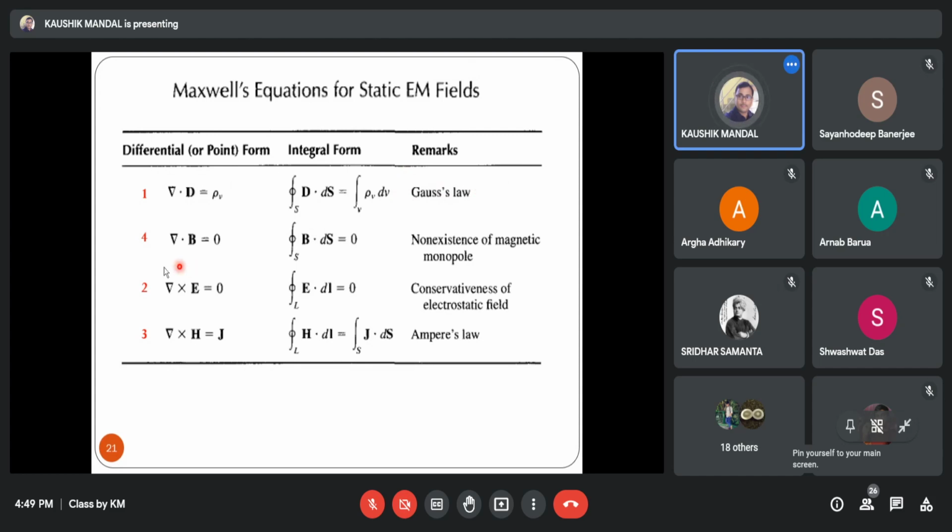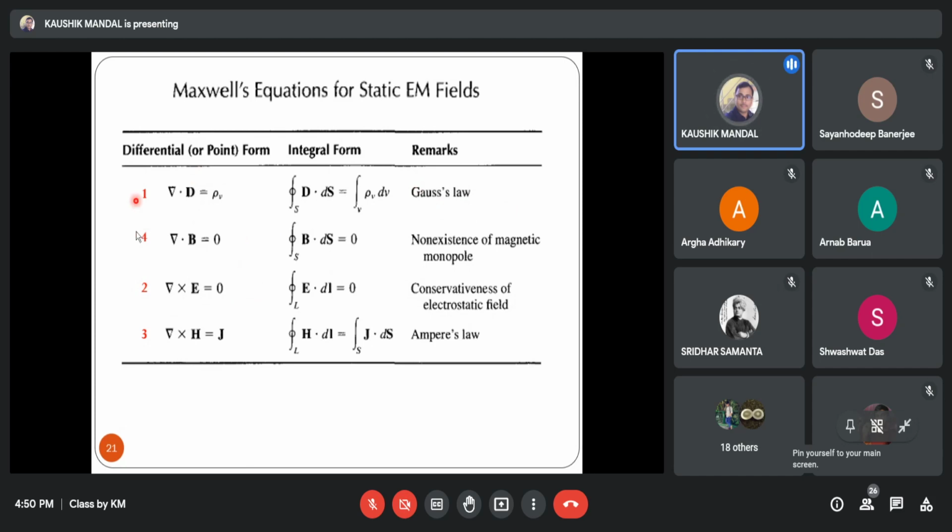Then we have discussed or derived this second equation, curl E equal to 0. It basically represents the conservativeness of the electrostatic field. This is the differential form, or the point form, and this is the integral form. The first equation was derived from Gauss's law for the electric field. Then we derived curl E equal to 0.